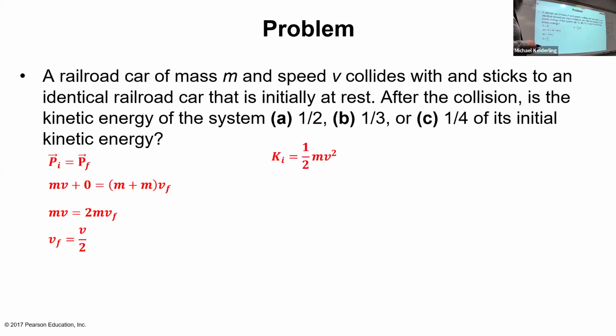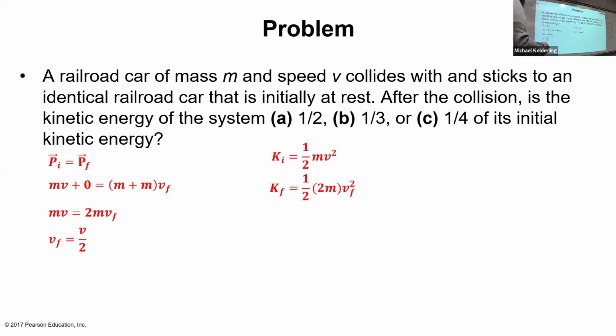So let's find our final kinetic energy. Our initial kinetic energy is 1/2 mv squared, because we have a mass m moving at a velocity v, and the velocity gets squared. And there's no kinetic energy from the car that's at rest.